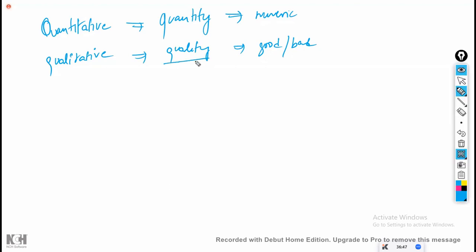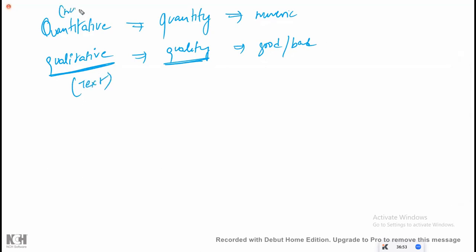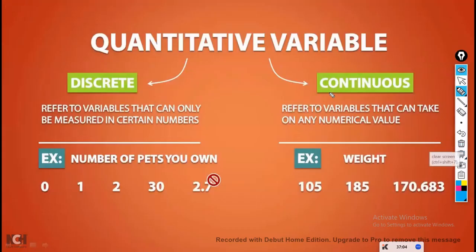So qualitative data will always talk about the text, and quantitative data always gives the numeric. Numerical data is considered quantitative data. Text data is considered qualitative data. Now in the numerical, we have continuous and we have discrete count. Count means there is no possibility of a float. For example, the number of pets you have: 0, 1, 2, 3, or 30, 40, whatever number. You can't say that you have 2.7 pets. The decimal value is not possible in a discrete count. For a continuous variable, a decimal value is also possible.